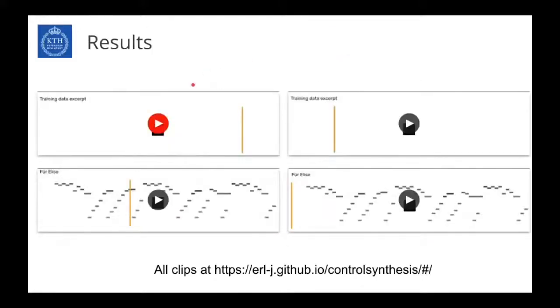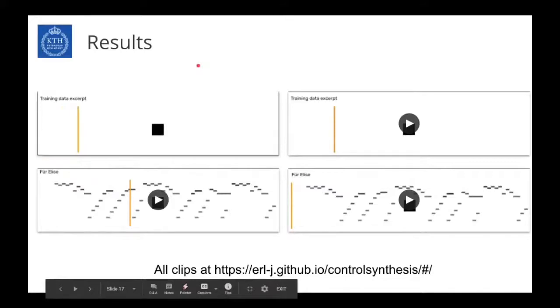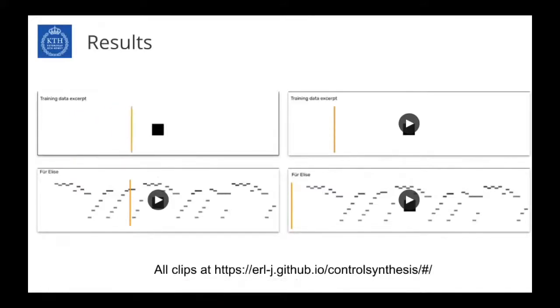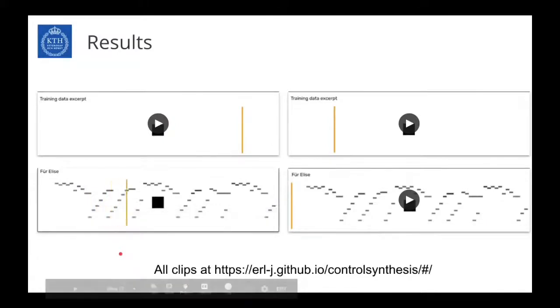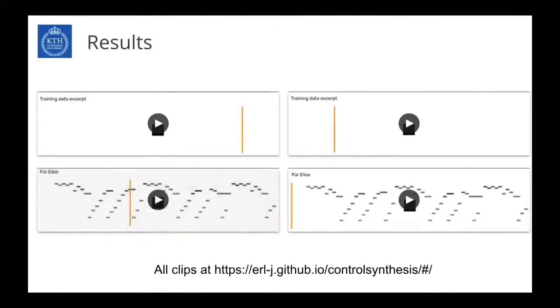Let's listen to some results of the full system. So first, here's an excerpt of the violin dataset. And here is the starting melody from Für Elise by Beethoven, synthesized with a trained control synthesis model. Same thing, but for the flute dataset.